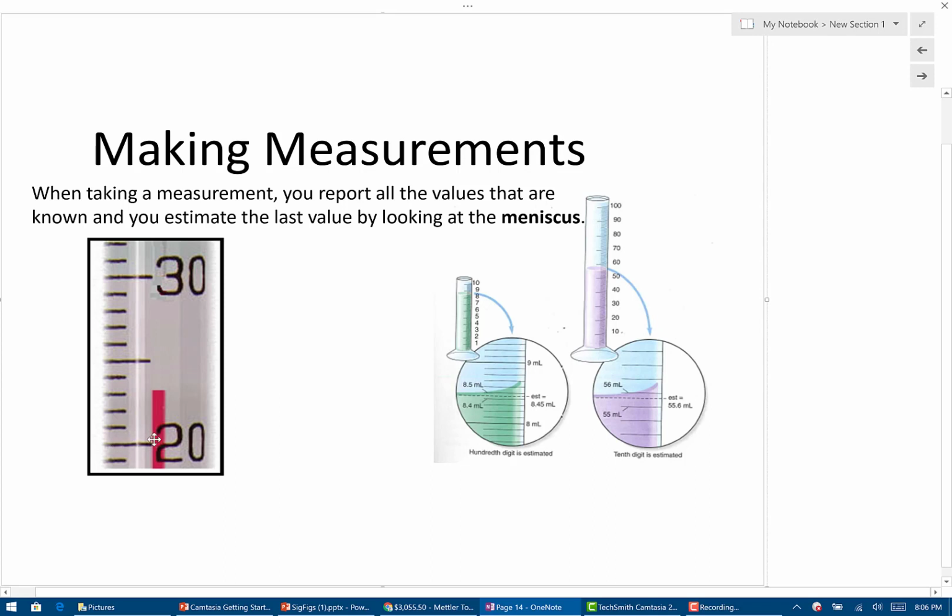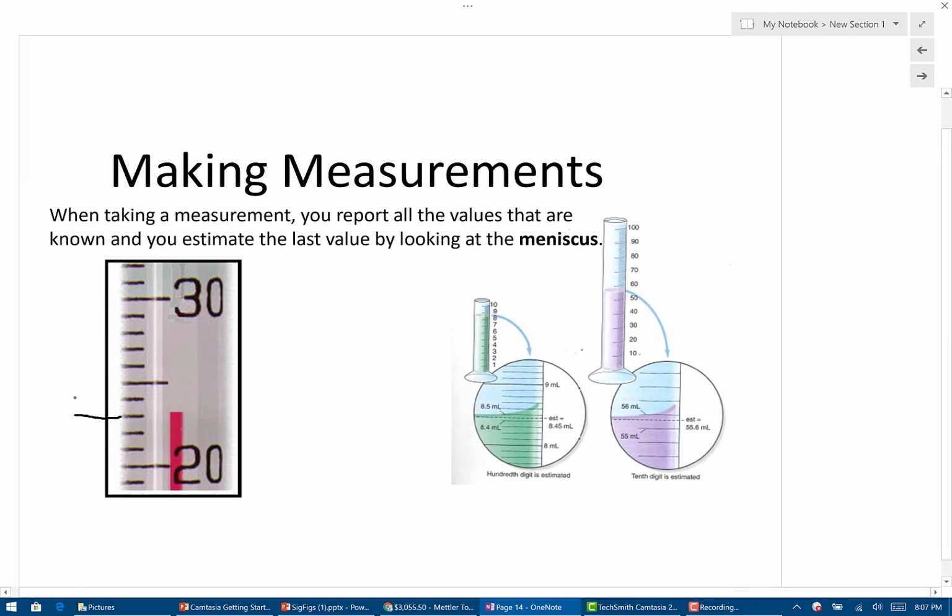We can see this is 20, this is 21, 22, 23, 24, 25, right? And the actual temperature here, we can see, is coming up between this hash mark here and this hash mark here. So we can see that's between 23 and 24. And so we have to report this temperature, but we're going to estimate, like we said on the previous slide, the last digit. So we know it's between 23 and 24.